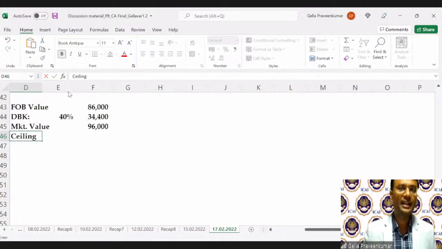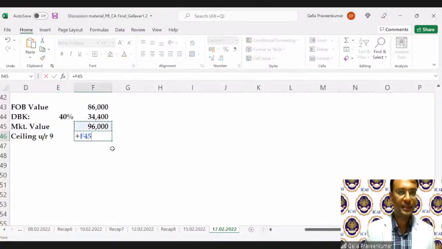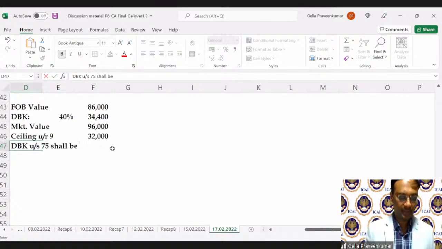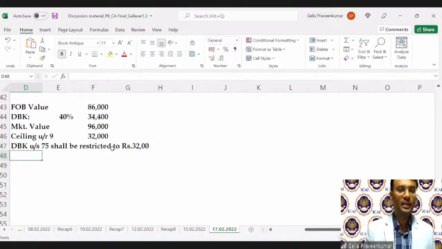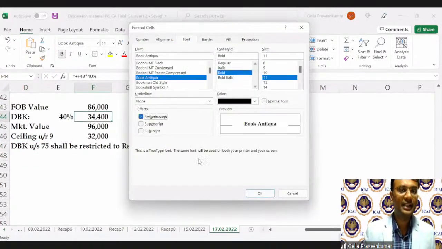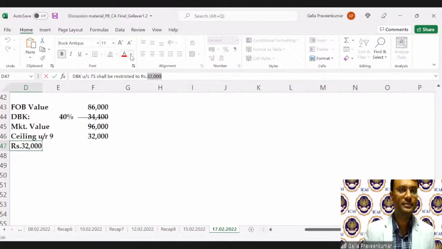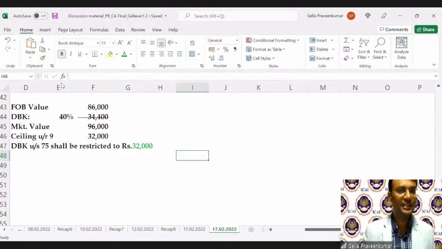If you look at Rule 9, there is a capping of one-third of the market price. So what is the ceiling? 96,000 divided by 3, I get 32,000. So here, drawback under Section 75 shall be restricted to rupees 32,000. Though my drawback is coming as 34,400, Rule 9 says don't pay this, pay only 32,000. This is the application of Rule 9.